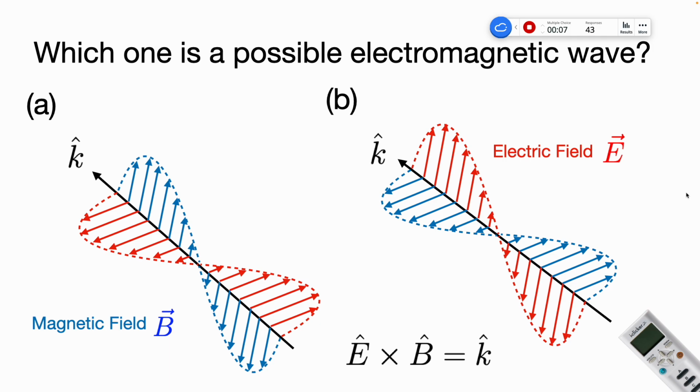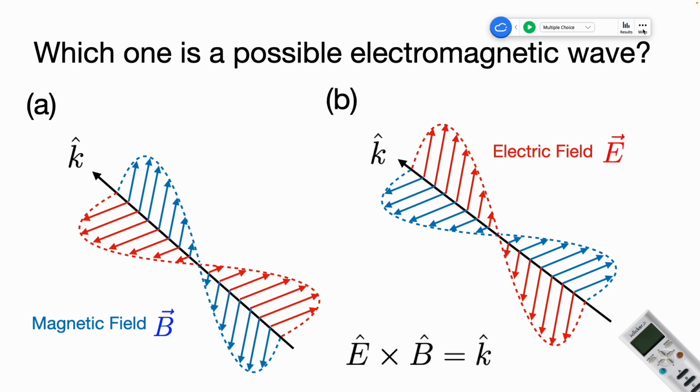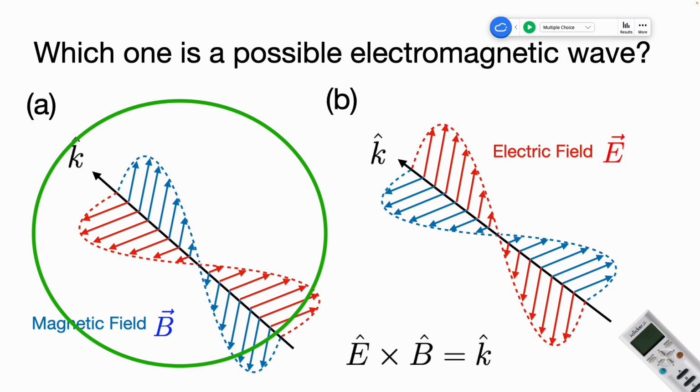So here, do your right hand rule. E cross B goes up. Indeed, the wave is going that way. For this one, if you do E cross B, the wave should go in the opposite direction. So this one is wrong. This is not an electromagnetic wave. This is something else. It cannot be an electromagnetic wave. Good, not so bad. So this is the correct one.